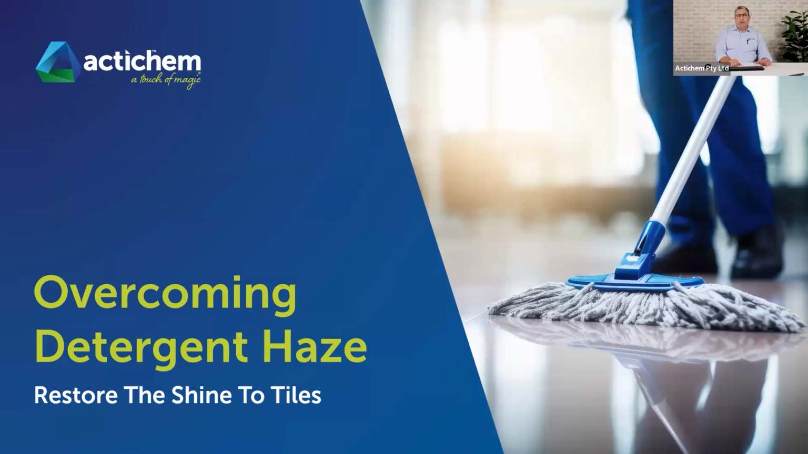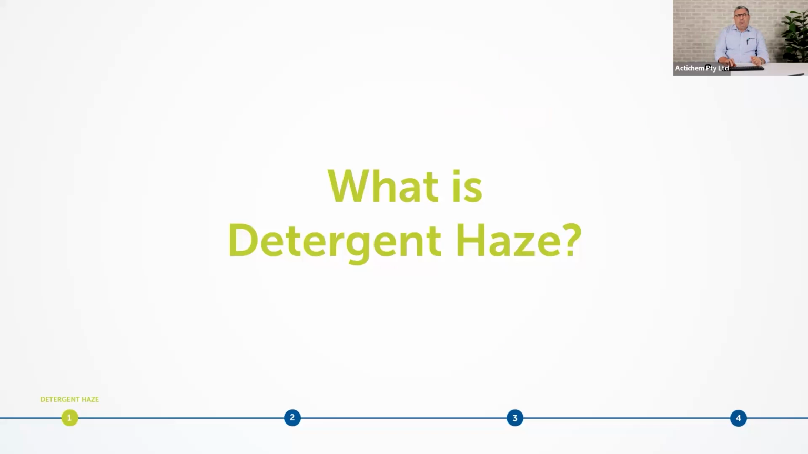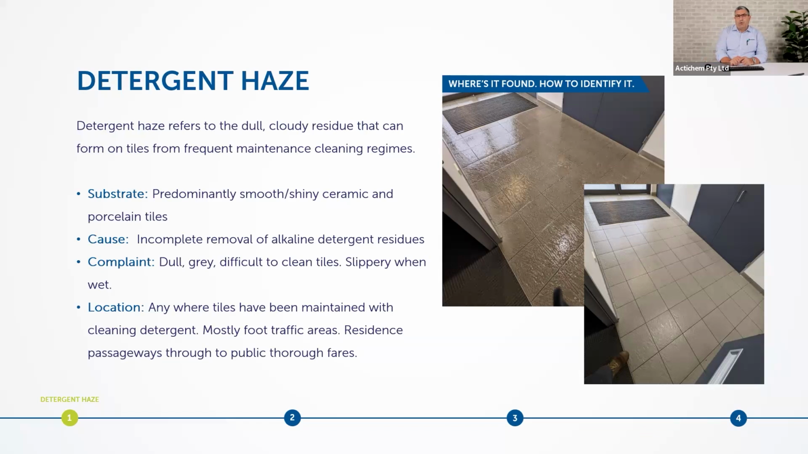So we'll start off with the overcoming of detergent residue. We refer to it as detergent haze. There's probably several ways that we can refer to it, but detergent haze is one good way of referring to it, just simply because of the haze and the unattractive appearance that it leaves on the tiles. And our goal is to restore the shine to tiles. We'll start off with what is detergent haze and porcelain tiles.